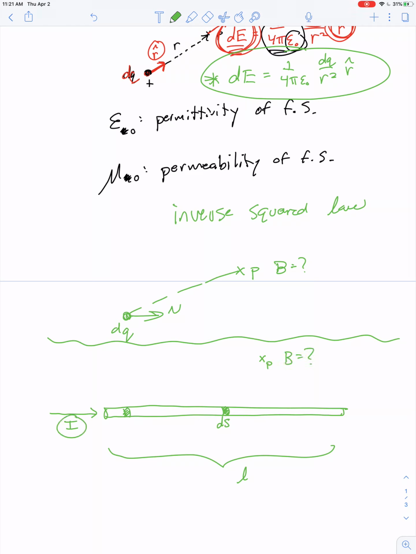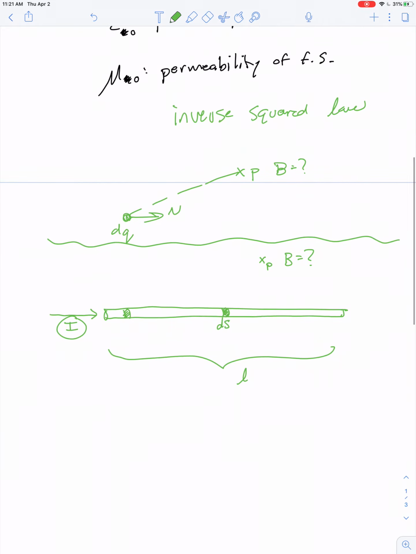Because after all, current in a wire is a form of charge in motion. So the formula isn't too different than the formula we had in this case. We say dB equals mu naught over 4 pi. Remember the rest of the equation, right? dq, the amount of charge, certainly should factor in. How far away you should factor in. It should factor in according to inverse squared law. But then the velocity also has to factor into it, so v.